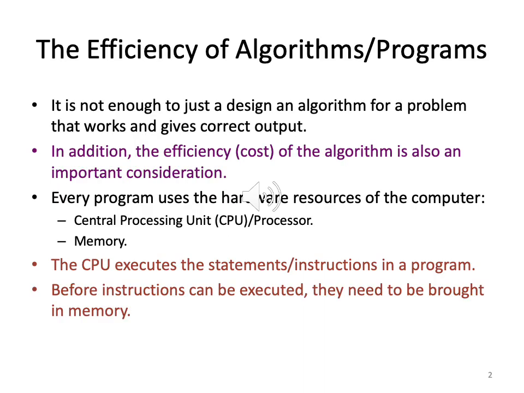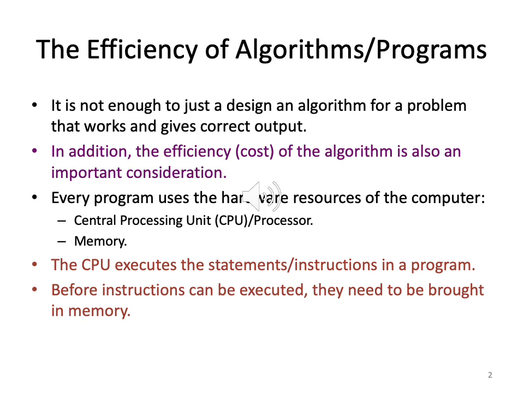All right. So now I am on slide 2, which is titled "The Efficiency of Algorithms and/or Programs." Okay. The efficiency of algorithms or programs. So as it says, it is not enough to just design an algorithm for a problem that works and gives correct output. So definitely one thing we would want is that our algorithm is correct. So for the case of finding the maximum element in an array, a correct algorithm would be one where every time you run it, it does indeed give you the maximum element. So that is of course one requirement from the algorithm, from the program, that it should give correct output.